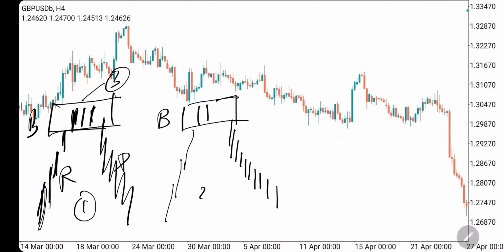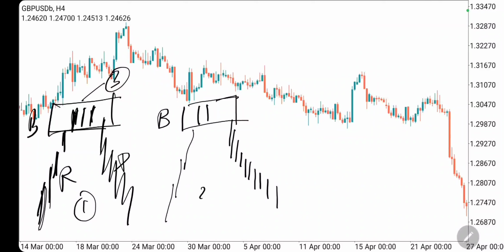Rally base rally. All right, for example, now this is a drop base rally demand zone. Drop base rally demand zone. So there's a probability that if price comes here, it's going to actually do what? Buy. All right, so that is for drop base rally. Now for a supply zone, this is a rally base drop supply zone. So price could come here and sell. All right, so that is it.